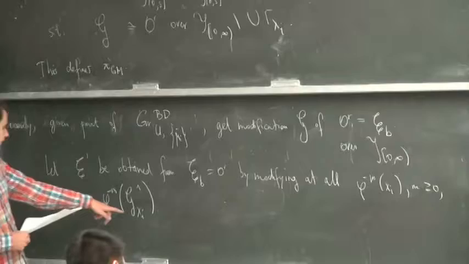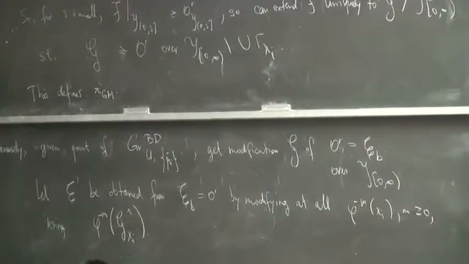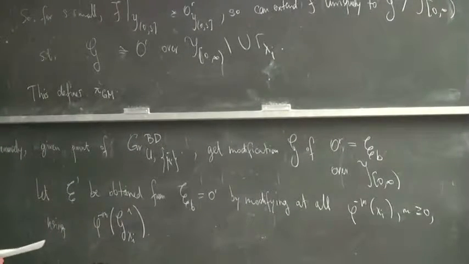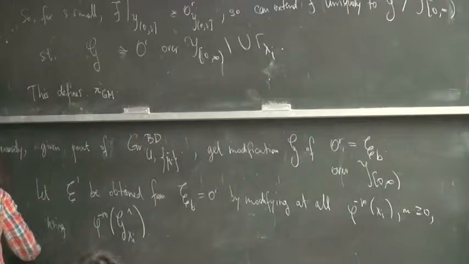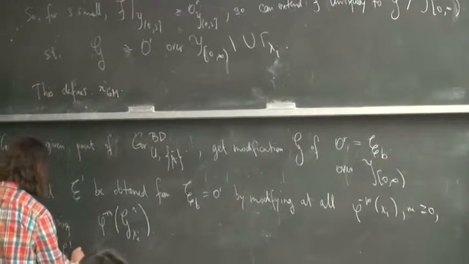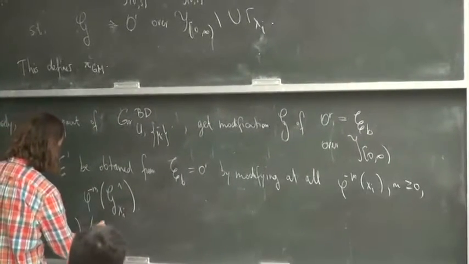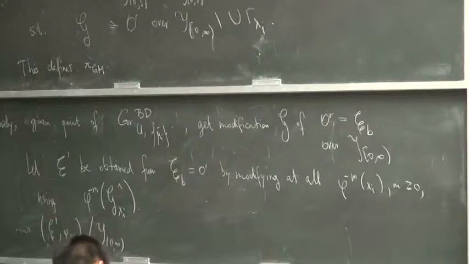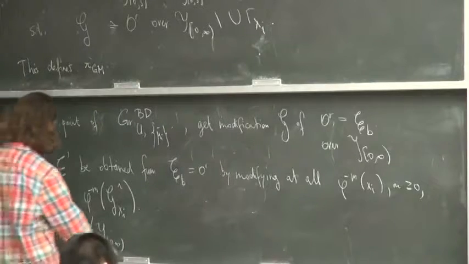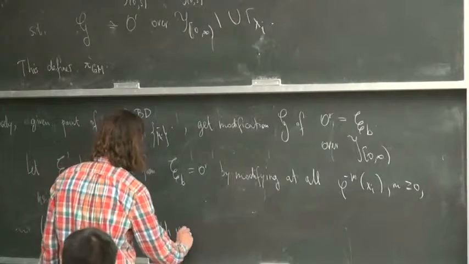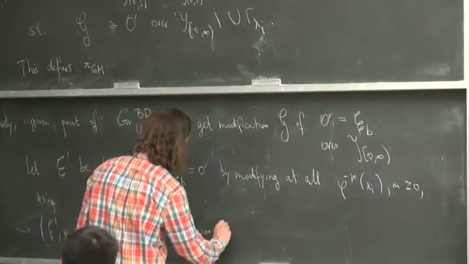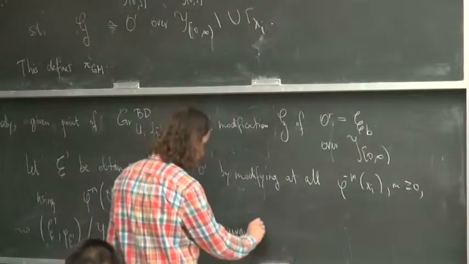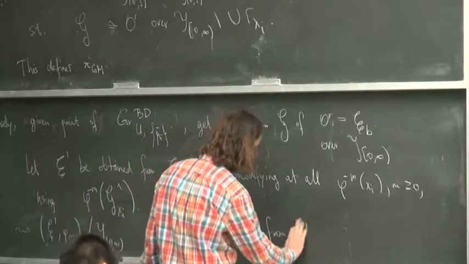So I'm modifying it at the xi's, but I'm doing the corresponding modifications at all the translates of this guy. And so this way what I'm producing is an E prime, phi E prime, which lives over just the open part, whereas phi E prime is an isomorphism away from the xi.